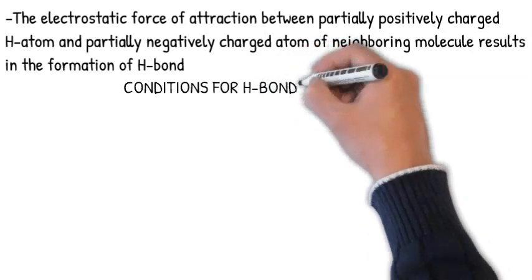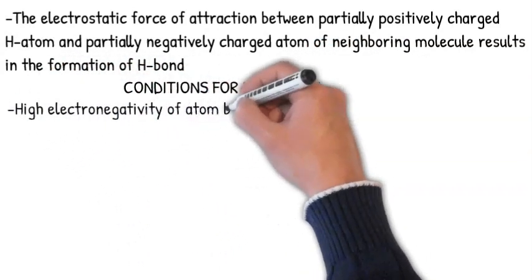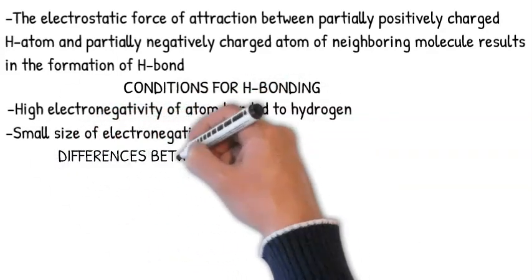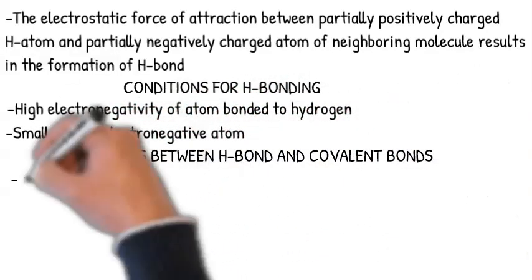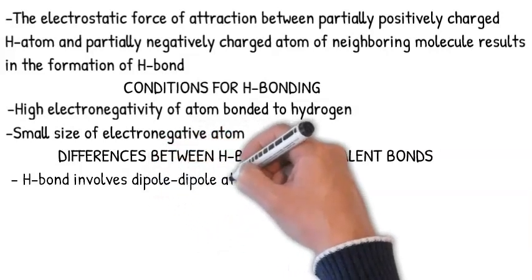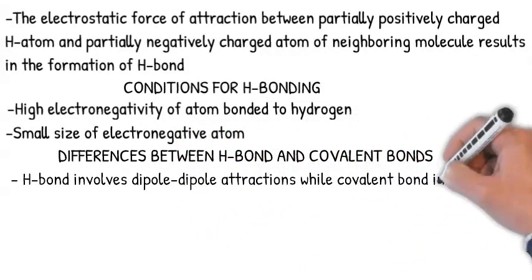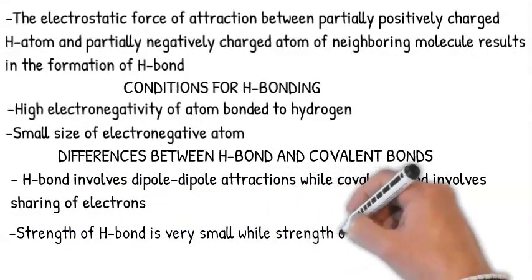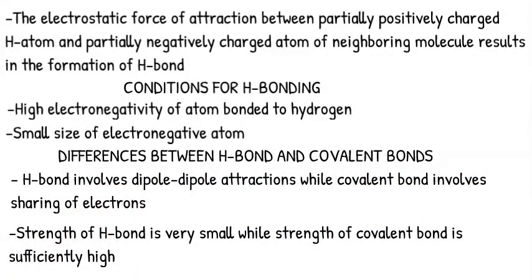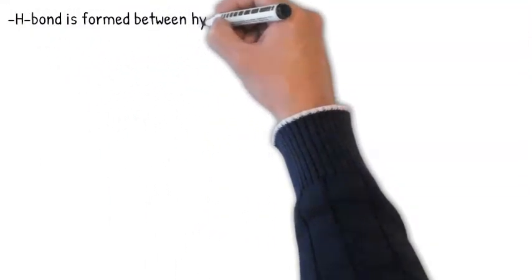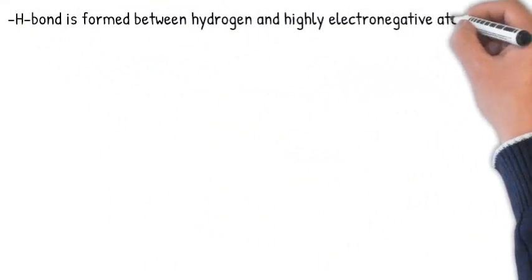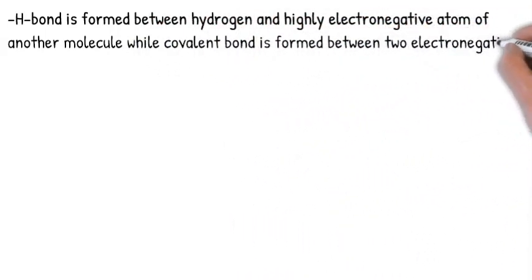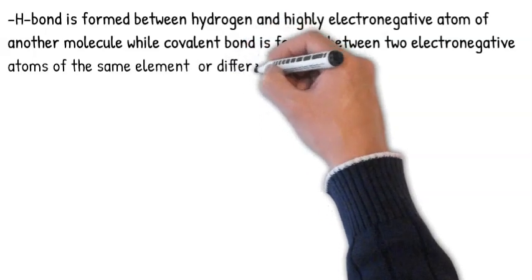Condition for hydrogen bonding: higher electronegativity of the atom bonded to hydrogen, and small size of the electronegative atom. Differences between hydrogen bonds and covalent bonds. Hydrogen bond involves dipole-dipole attractions, while covalent bonds involve sharing of electrons. The strength of a hydrogen bond is very small, while the strength of a covalent bond is sufficiently high. A hydrogen bond is formed between hydrogen and a highly electronegative atom of another molecule, while a covalent bond is formed between two atoms of the same element or different elements.